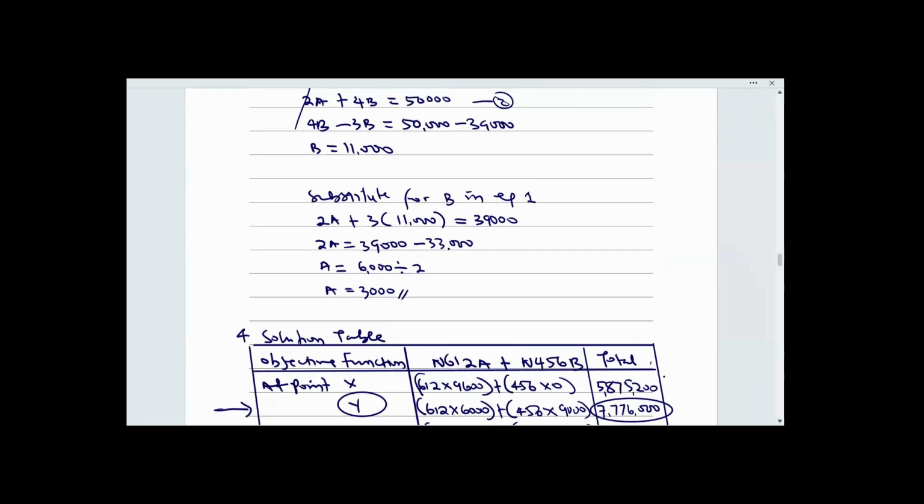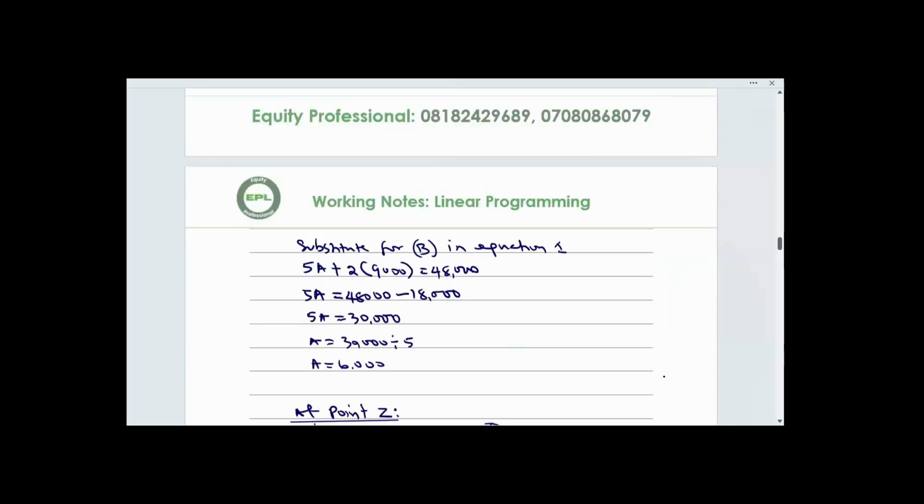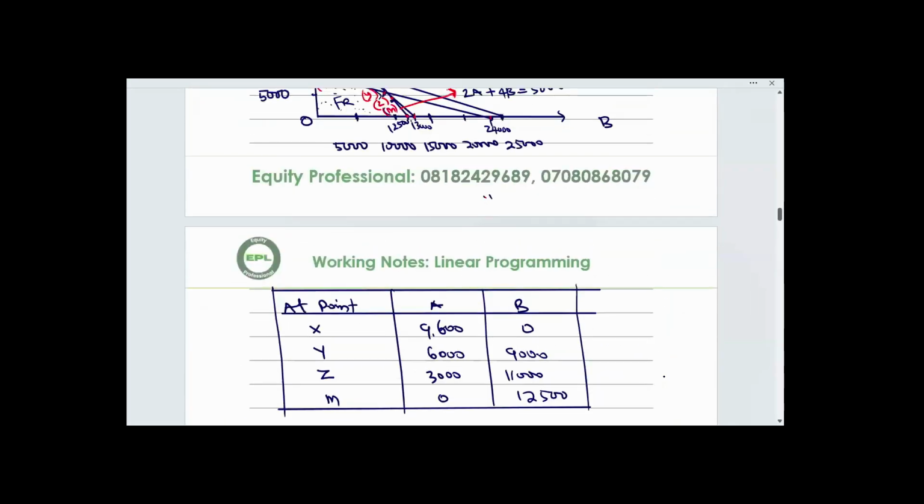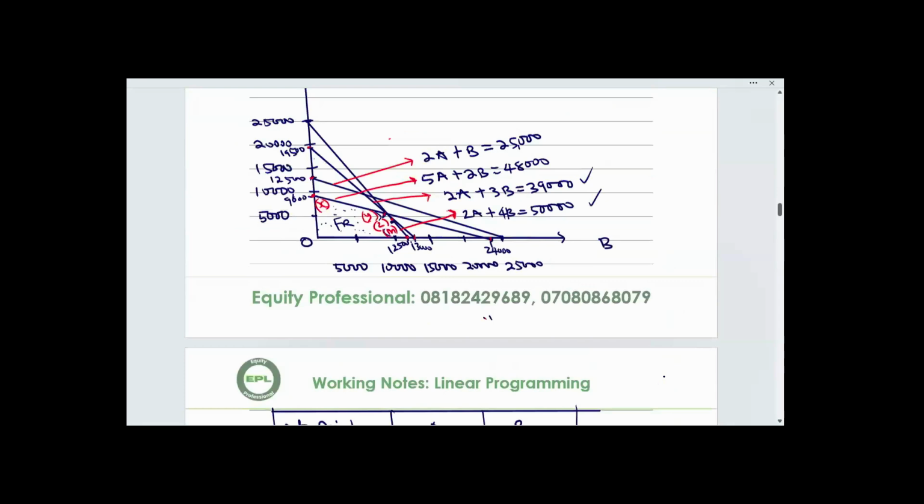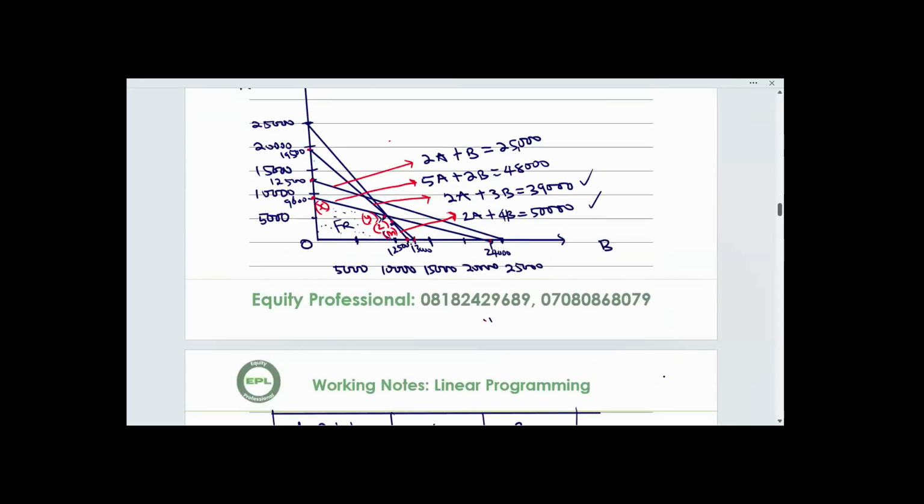So at this point Y, what are the constraints that you have there? Let's go back to our graph. This 30, this 48, and the 39 are the 2 constraints. So that is skilled labor and then unskilled labor, right? The constraints are skilled and then unskilled labor.